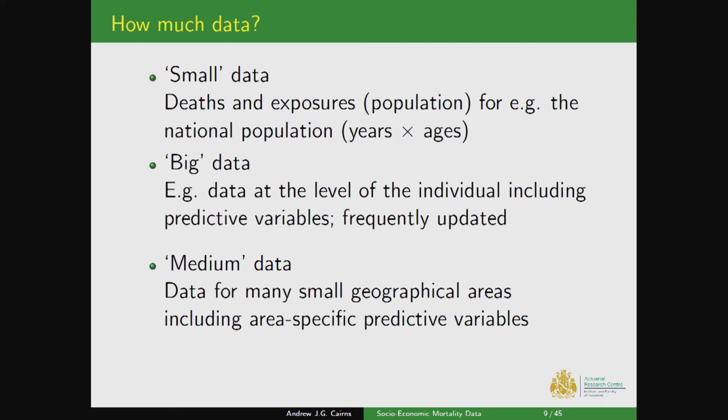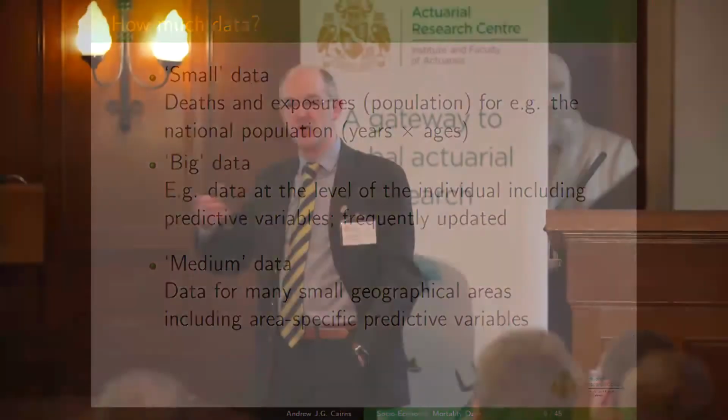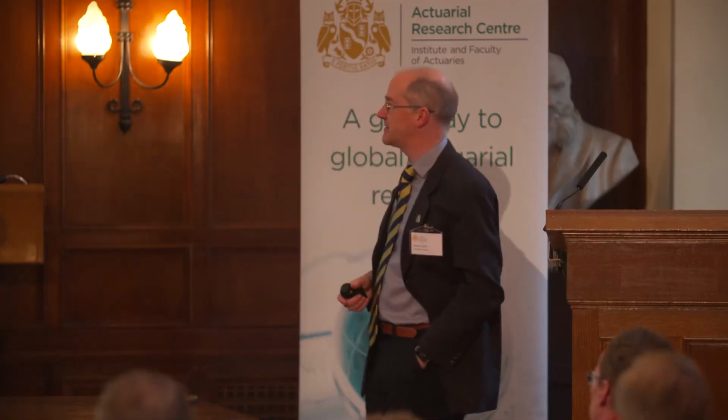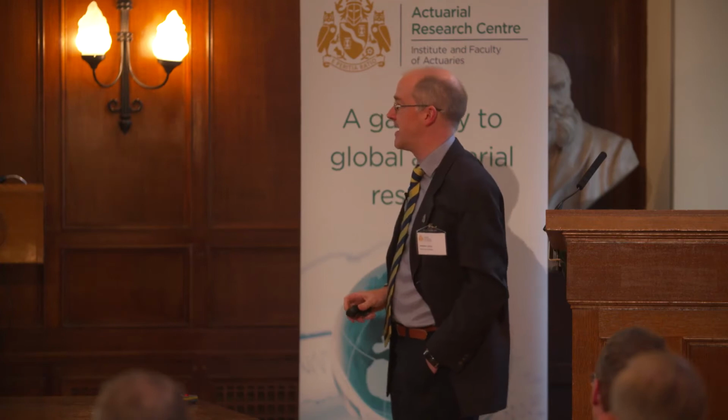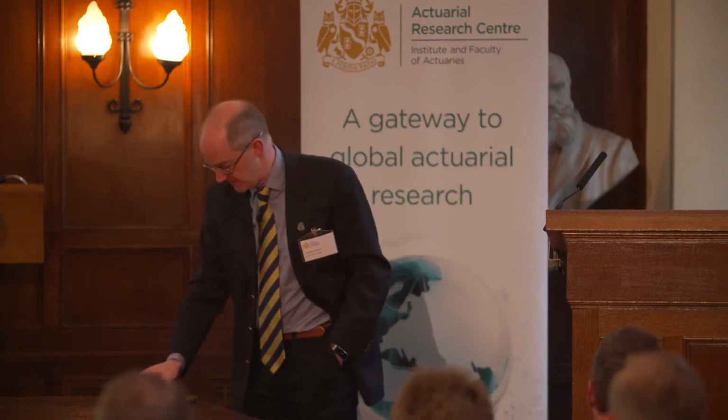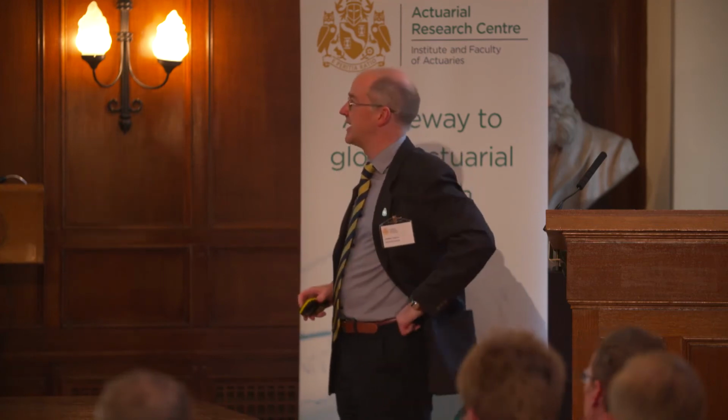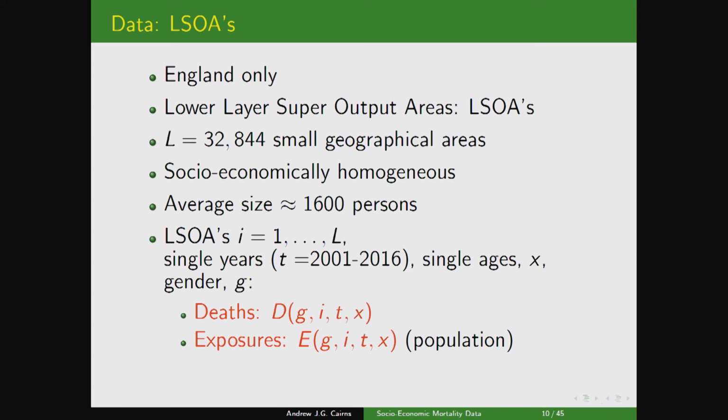And the point, as I'll describe in the next few slides, is that instead of just having the national population and then maybe one other population to look at, we actually have data for a very large number of small geographical areas. That's the population counts and also deaths. But for each of these small areas, we will also have area-specific predictive variables, which will help us to use those as predictors for high or low mortality. And of course, it can all be done on a laptop rather than a mainframe.